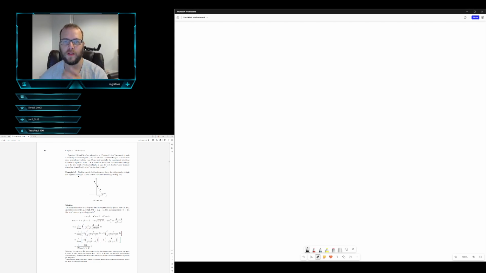So, find the electric field at distance z above the midpoint of a straight line segment, length 2L, that carries a uniform line charge lambda. So, we have this. Here we've got the x direction. We've got the z direction, and we've got this whole thing is 2L.